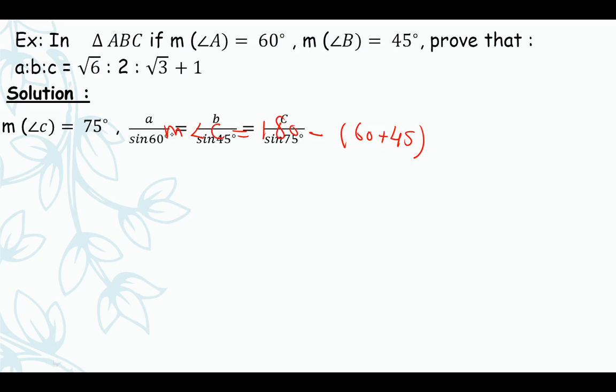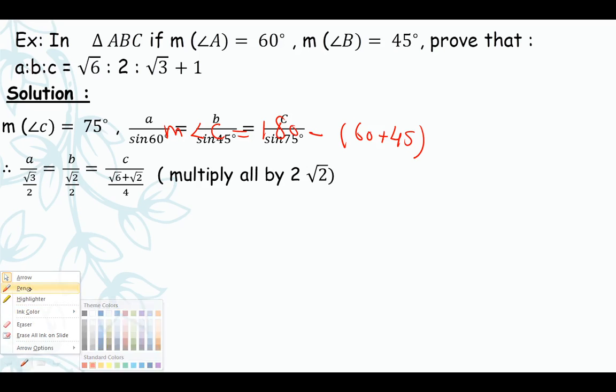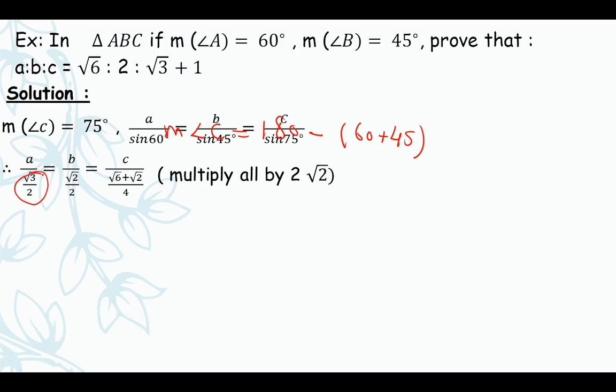I write the sine law: A over sine 60 equals B over sine 45 equals C over sine 75. Then A over sine 60, where sine 60 equals root 3 over 2. B over sine 45, where sine 45 equals root 2 over 2. And C over sine 75, where sine 75 equals root 6 plus root 2 over 4.